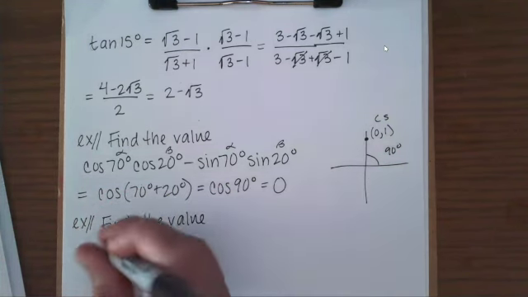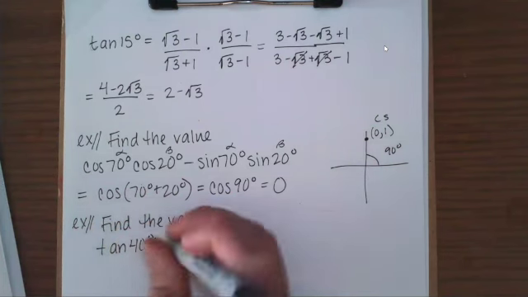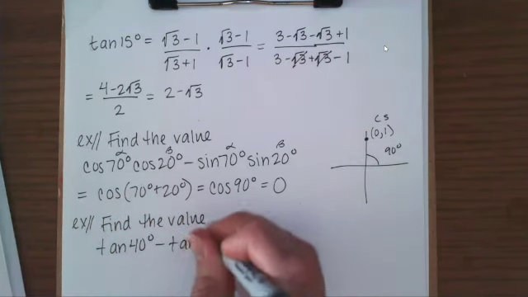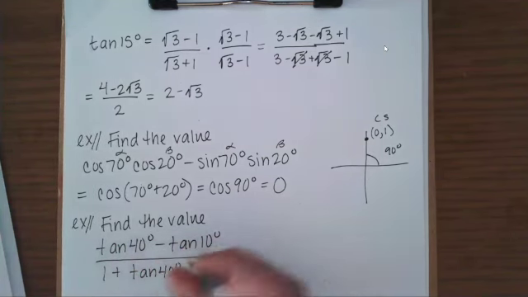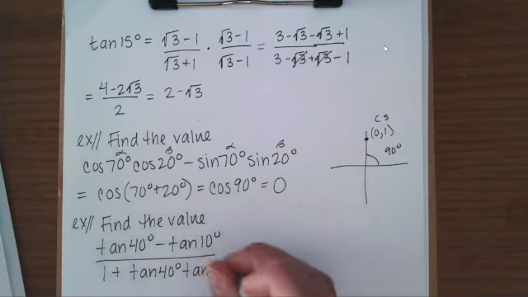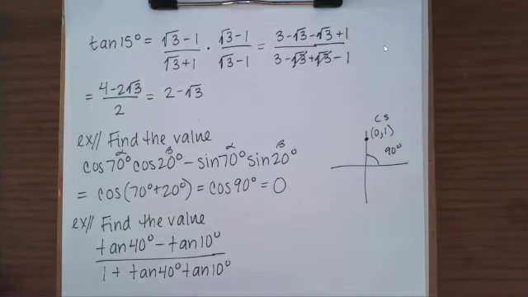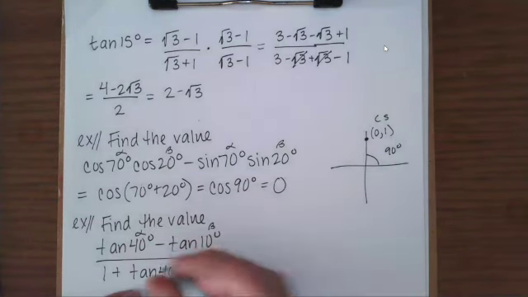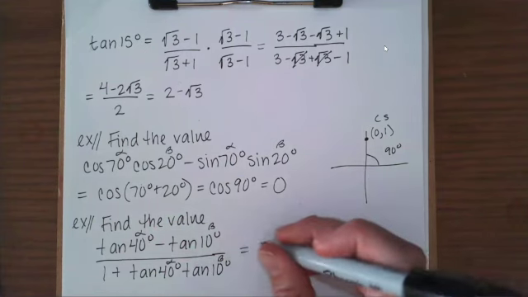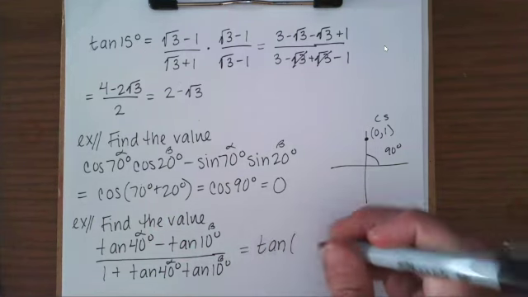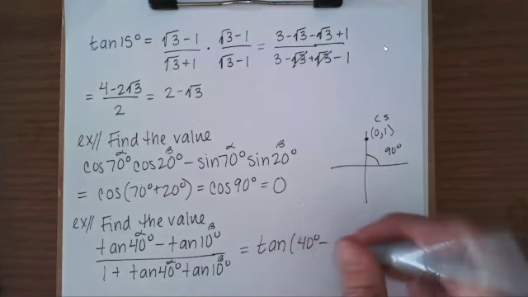So let's find the value of tangent of 40 degrees minus tangent of 10 degrees over 1 plus tangent of 40 times tangent of 10. Okay, so again, we're able to use these sum and difference formulas in reverse. In reverse, this of course looks like our sum and difference of tangent. This is going to be alpha, this is going to be beta, this is alpha, this is beta. We have to pay attention to the operators here. This is our formula for difference. So this is equal to tangent of alpha, which is 40, minus beta, which is 10.